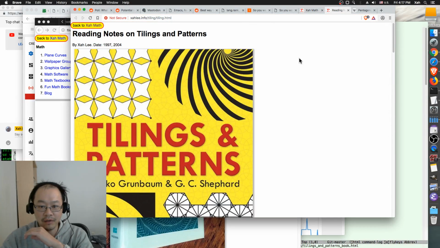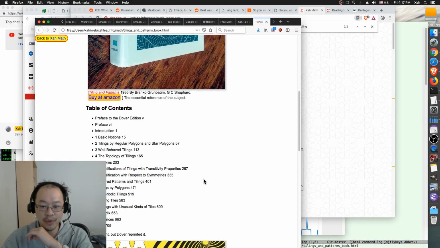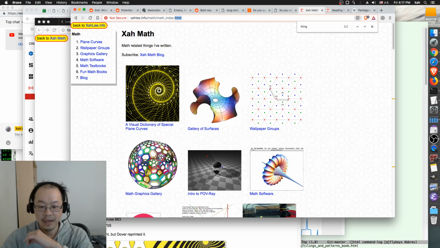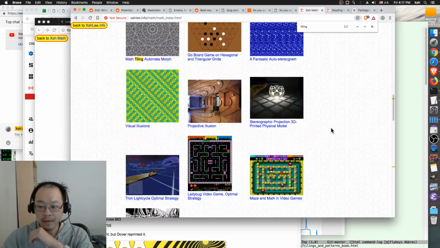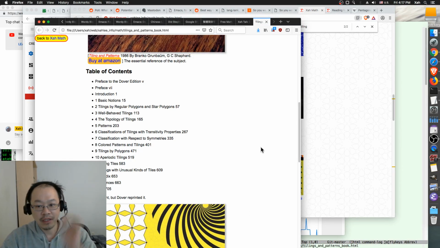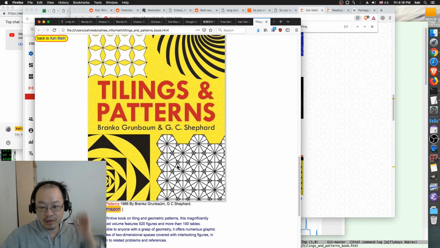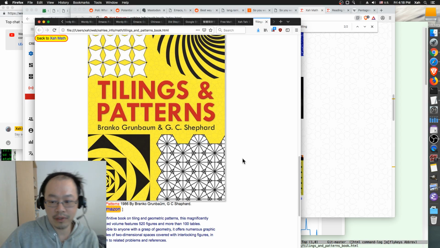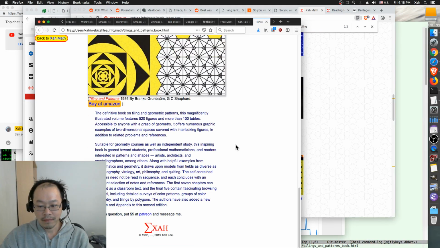This book has been out of print, but you can buy it. So Dover reprinted it. You can just go to my website and search for Xah Lee tilings. But anyway, you can find it on Amazon. It's been out of print for a few years, but Dover publications is known to reprint books cheaply. So they reprinted it with this cover.